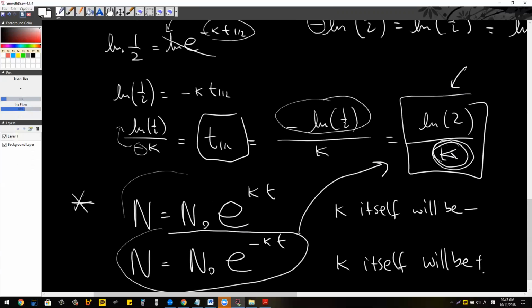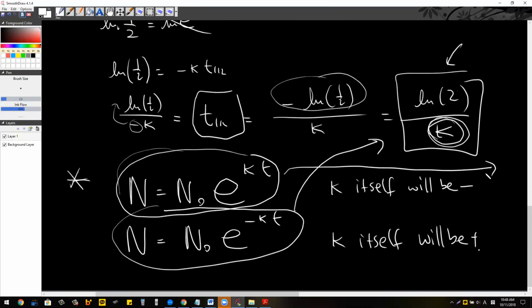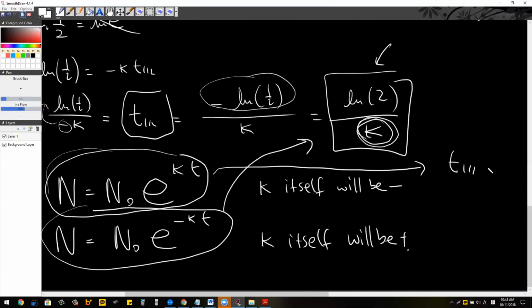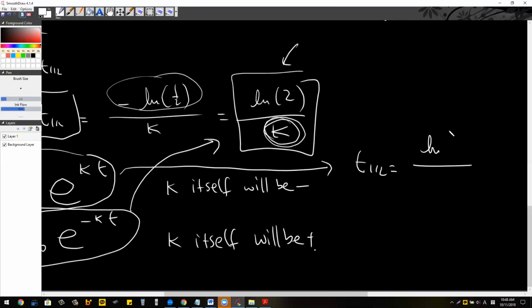But if you're using this one and you do the same calculation, then you will find that t half is given by ln of half over k. Understand? Yeah. Got it.